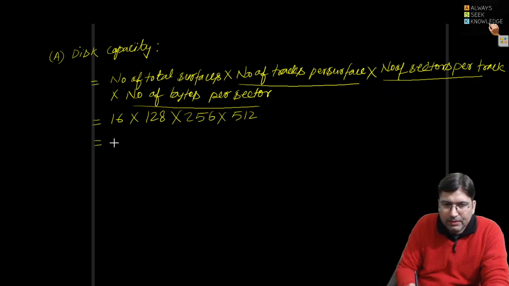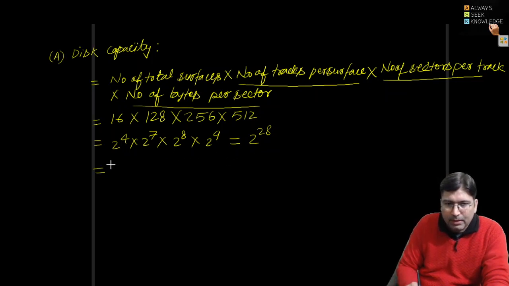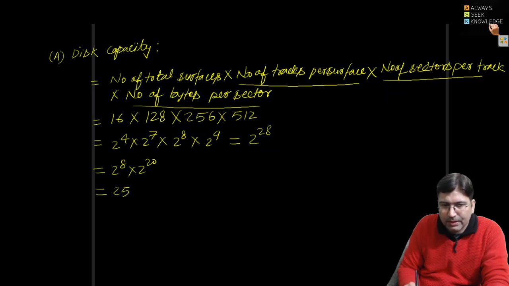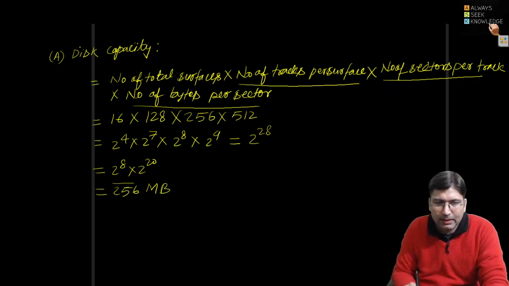Now it is 2 to the power 4, it is 2 to the power 7, it is 2 to the power 8, it is 2 to the power 9. So ultimately it is 2 to the power 28. If you want to convert it, 2 to the power 20 is MB. So if I write 2 to the power 8 into 2 to the power 20, 2 to the power 8 is equal to 256, and 2 to the power 20 means mega. If everything is given in bytes, then it is megabytes. Okay, so this is the capacity of the disk which is given in this question.